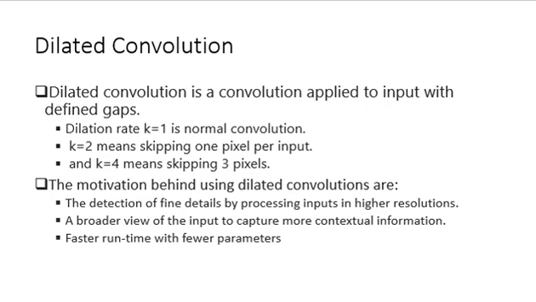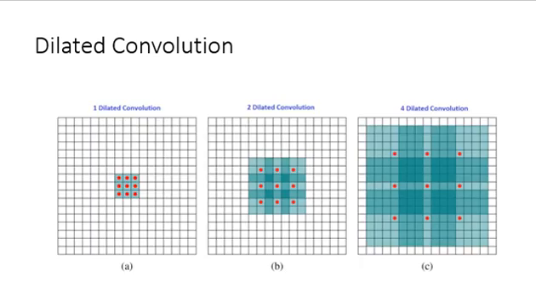The motivation behind using dilated convolution is the detection of fine detail by processing the input in high resolution, a broader view of the input to capture more contextual information, and a faster runtime with fewer parameters. In the figure we can see the 1 dilated convolution, 2 dilated convolution, and 4 dilated convolution. The figure shows dilated convolution on 2-dimensional data. The red dots are the inputs to the filter, which is 3x3, and the green area is the receptive field captured by each of these inputs. The receptive field is the implicit area captured on the initial input by each input to the next layer.